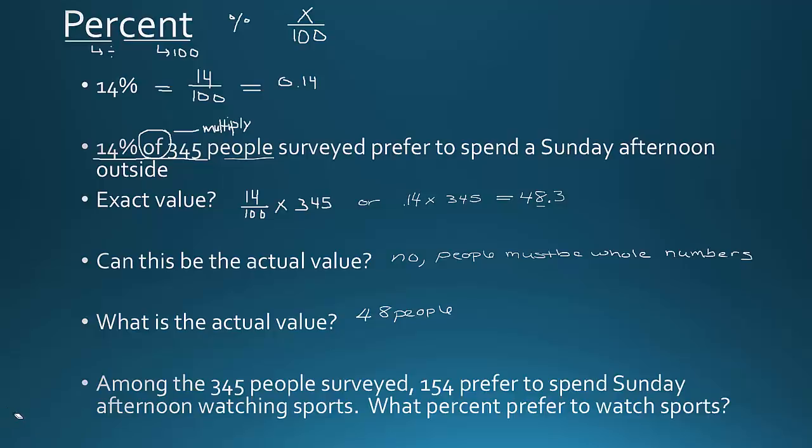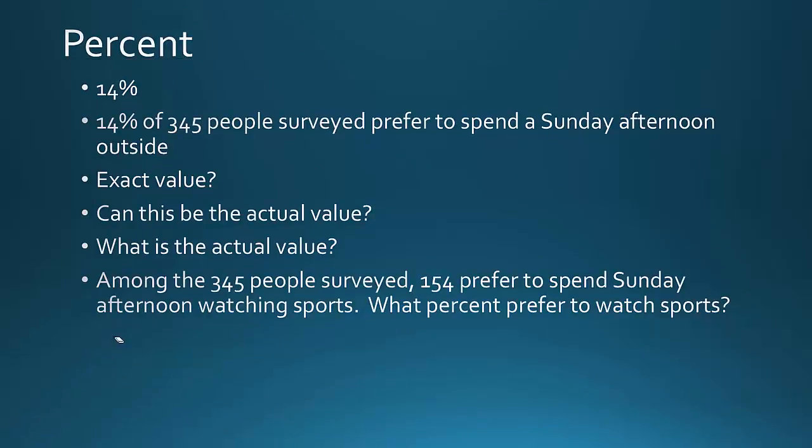Our next question says, among the 345 people surveyed, 154 prefer to spend Sunday afternoon watching sports. What percent prefer to watch sports? So, among the 345, that means that this number right here, the 345, is the total. The 154 is the part. To calculate the percent, we're always going to take the part and divide by the total.